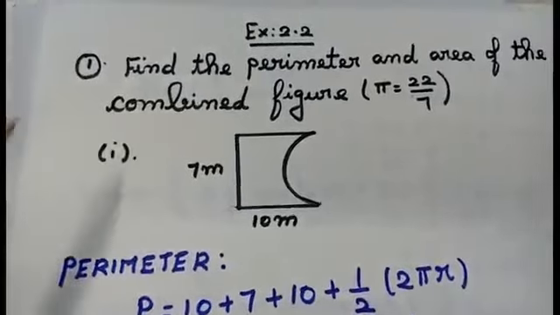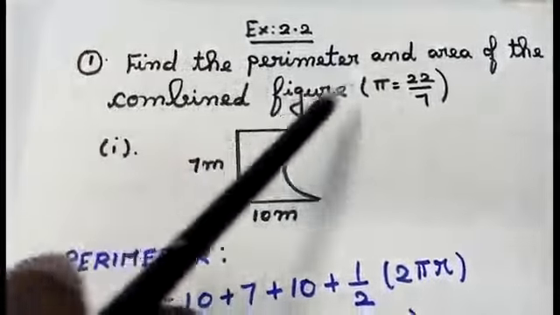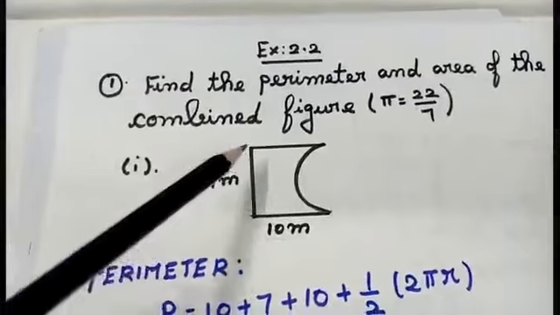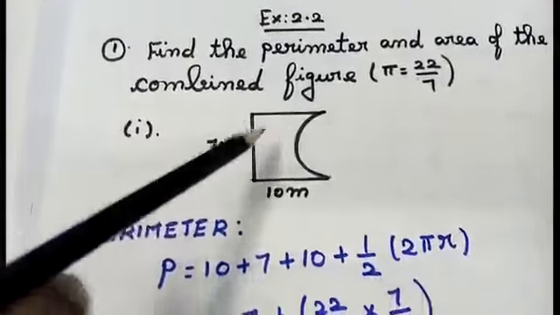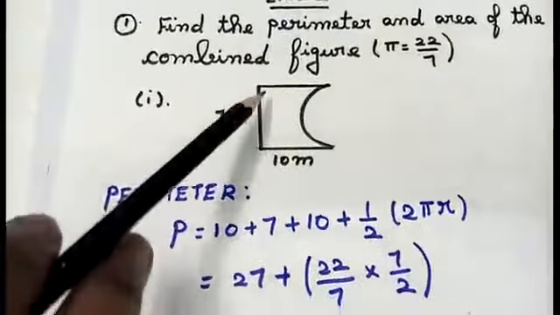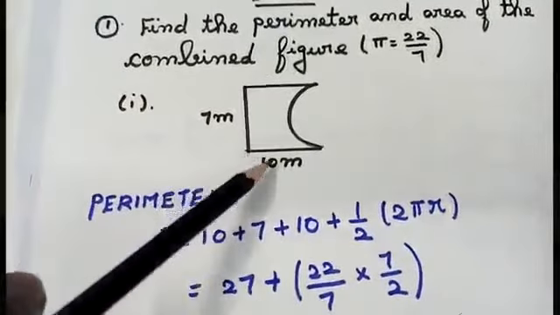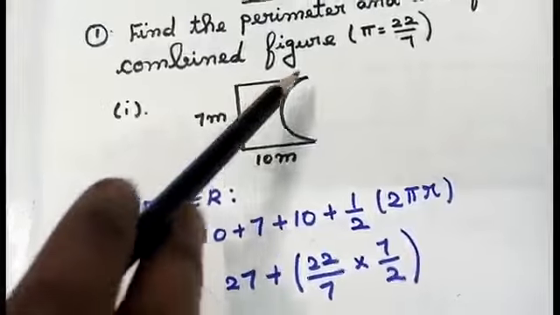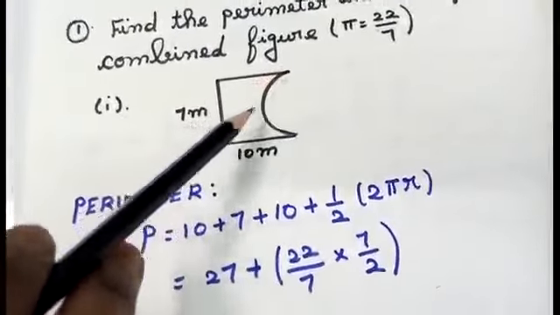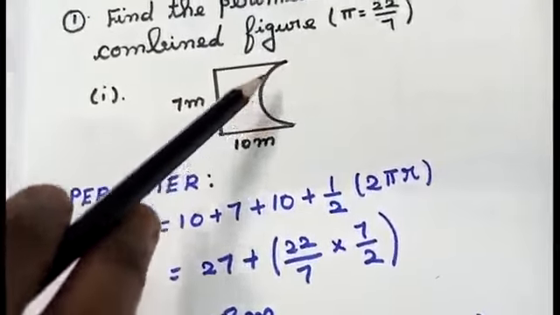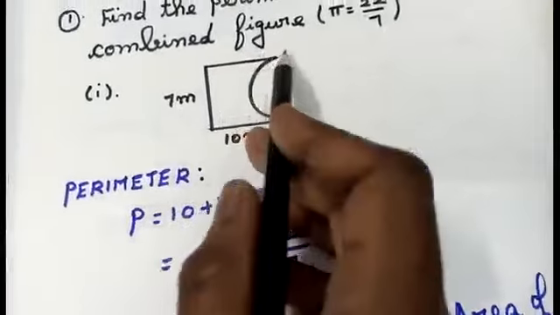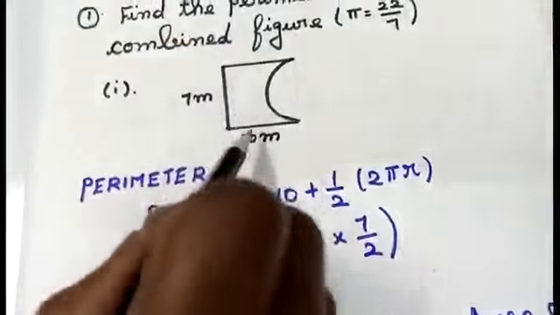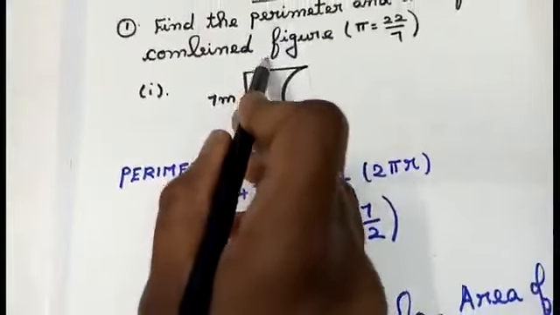Exercise 2.2 first sum. Find the perimeter and area of the combined figure. We are going to take the first sum. If you see the first sum, they have given you one shape. If you notice, one side, that is length, is 10 meter and breadth I am taking as 7 meter. Another side I am having in the form of semicircle. Suppose if I close this figure, I will be getting the form of rectangle. The top side is going to be 10 meter.